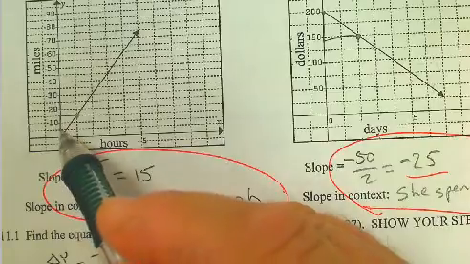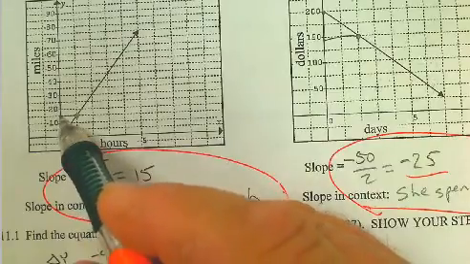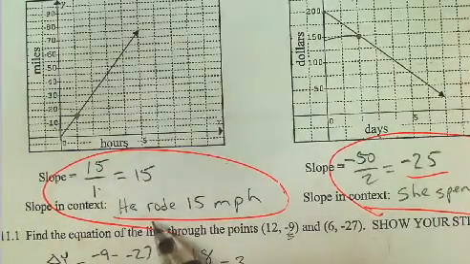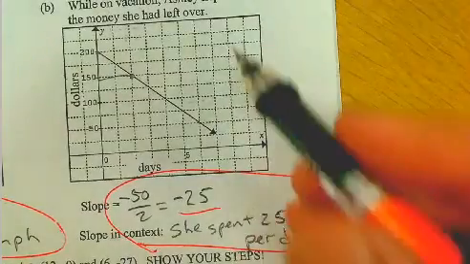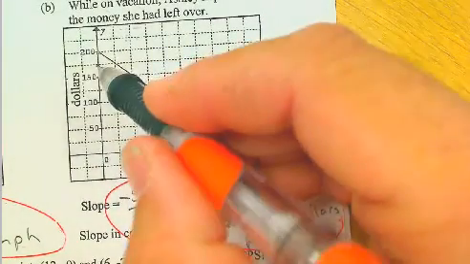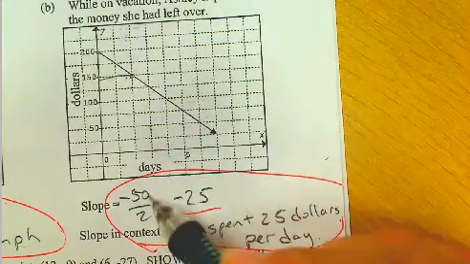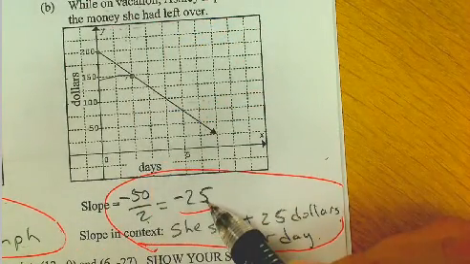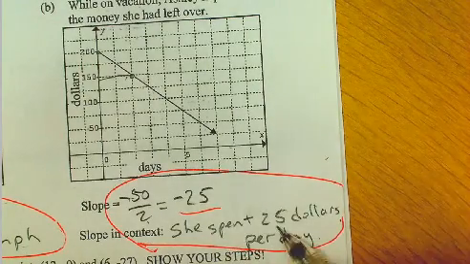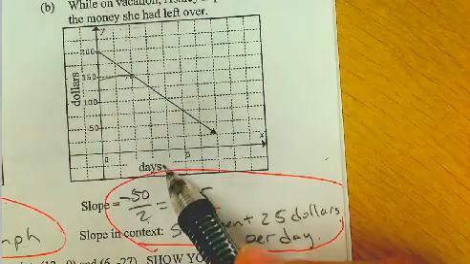Rises, if that's 10, this has to be 5, so it goes up 5, 10, 15, so this side's 15, that side's 1. 15 over 1 is just 15. He ran 15 miles per hour. The slope in this case, if this is 50, then that has to be 25. So that's 25, 50 over 2, which is 25, and it's going downhill, so it's a negative. She spent $25 per day, dollars per day.